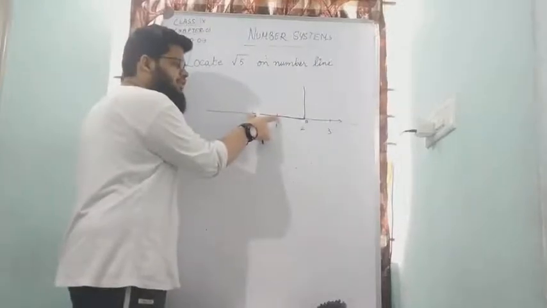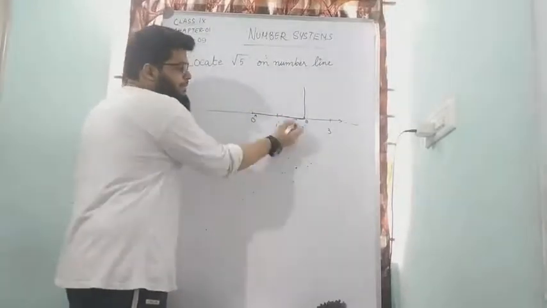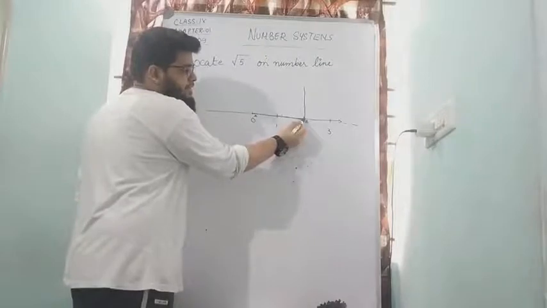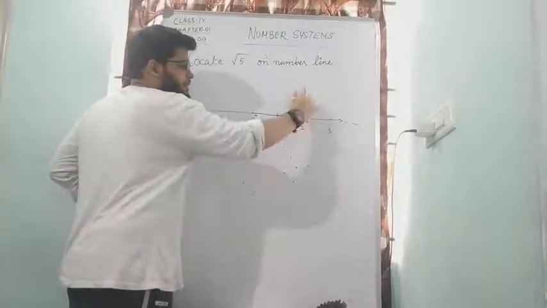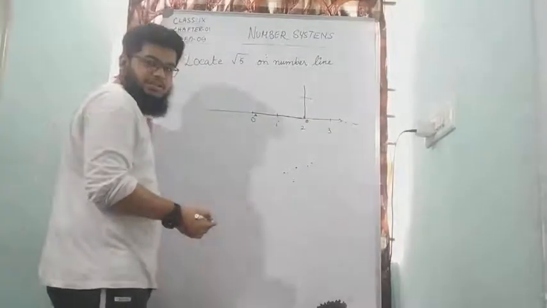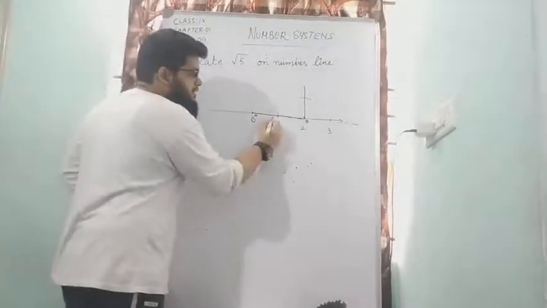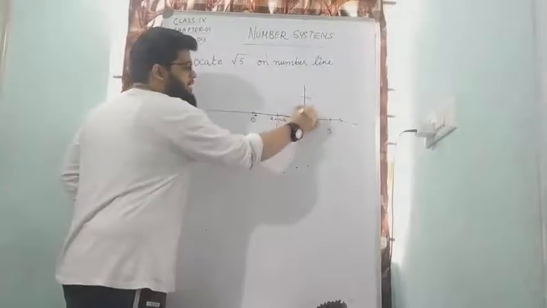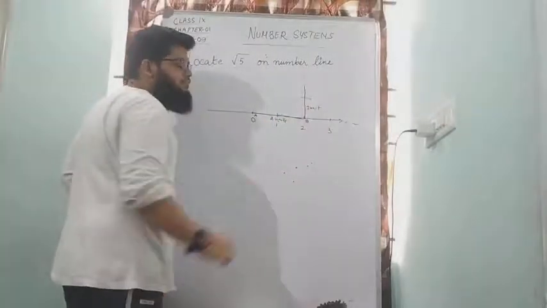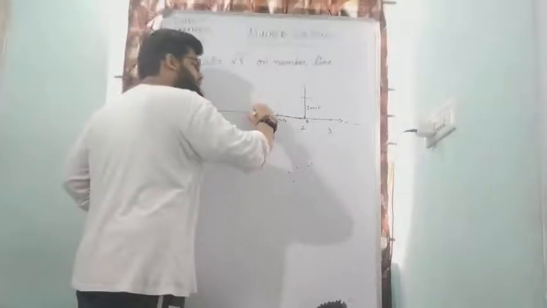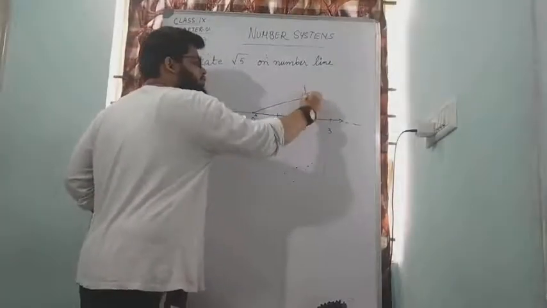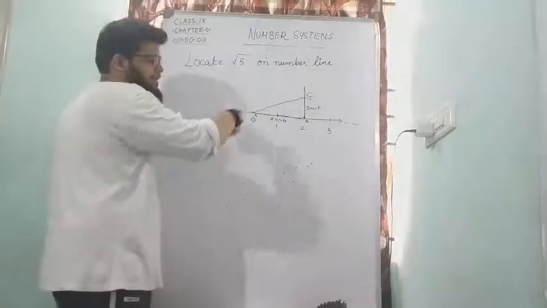So measure 1 unit, which is 0 to 1. Keep the pointer of the compass here and cut an arc here. Whatever distance has come, keep it here and cut an arc of the same distance. So this is 2 units and this will be 1 unit, because we have taken 0 to 1. And after that, join up to this point and call this point C. So you have joined AC.